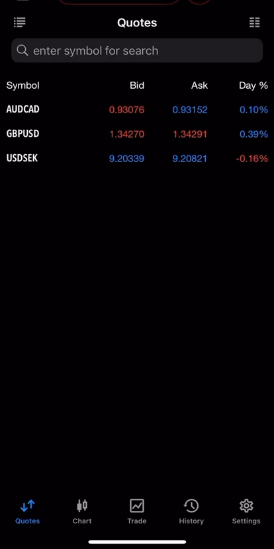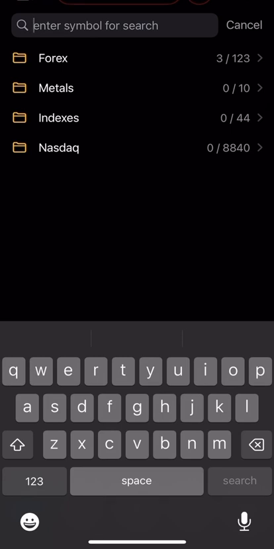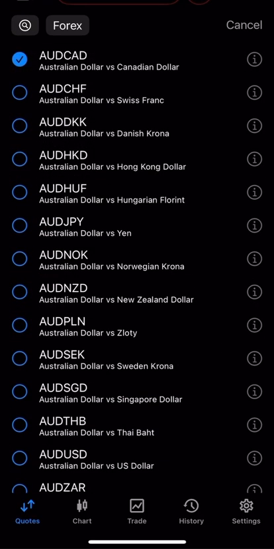So moving on. If you look now, you can see enter symbol for search. Just click on this search. You can see Forex, Metals, Indices, and Nasdaq. Don't worry about those metals, indices, and Nasdaq. Later on, with time, you get to understand what they are. So let's just focus on Forex right now.